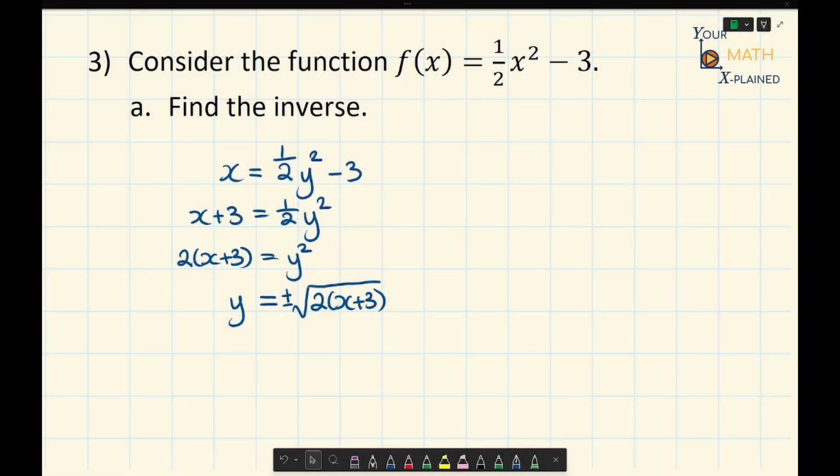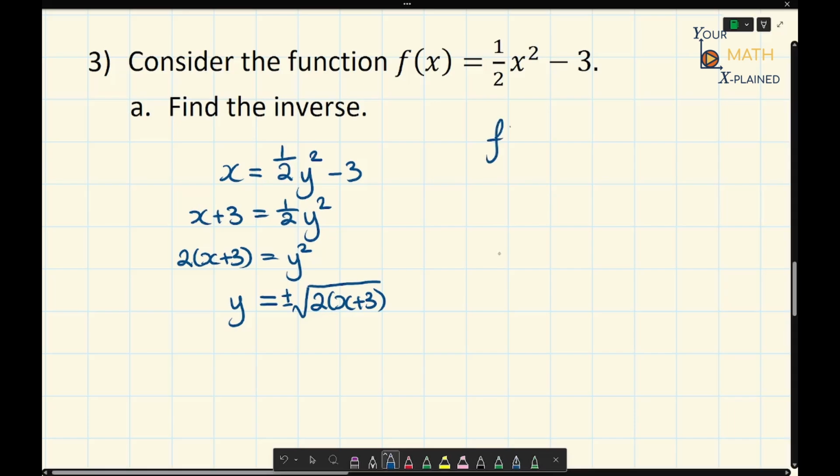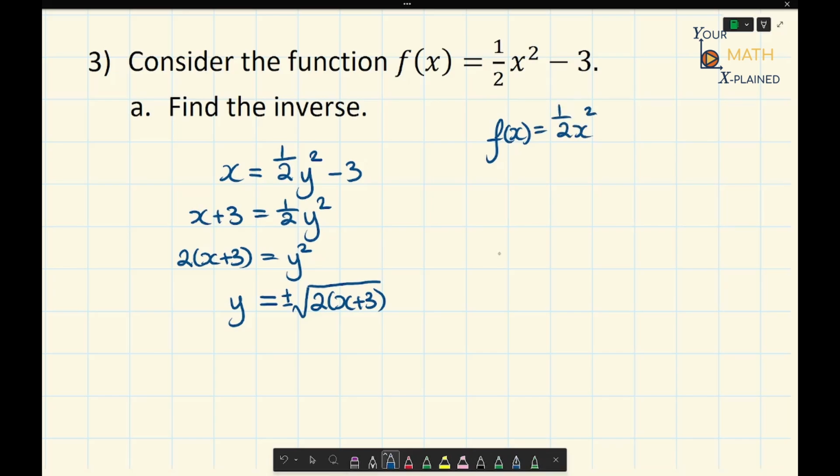So let's go back to our notebook and write down what I just went over. So we're going to need to break down this function into 2 parts. The first part is if our function f of x is equal to 1/2 x squared minus 3, and we set the domain restriction to be x is greater than or equal to 0, then our inverse function, f inverse of x, is going to be the positive square root of 2 times x plus 3.